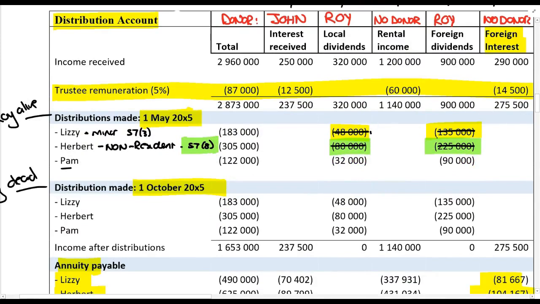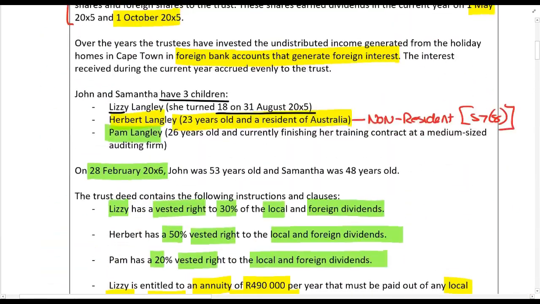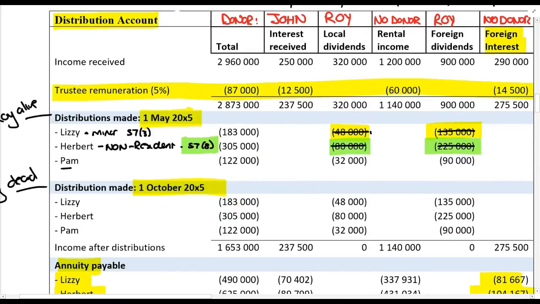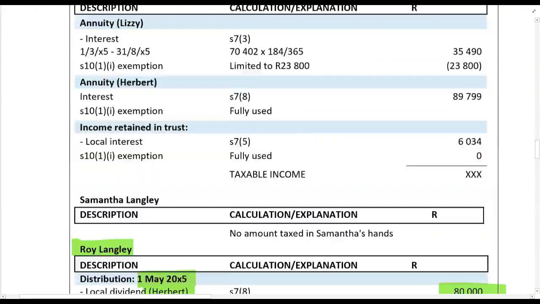Then we have Pam. 32 local dividends, 90,000 foreign dividends. Was there a donation and is the donor alive? Yes. Does any of the section 7s apply? Well, what and who is Pam again? Pam is 26 years old. She's local. She's just doing her articles. So there's nothing strange about Pam. So who should be taxed on that? Pam.